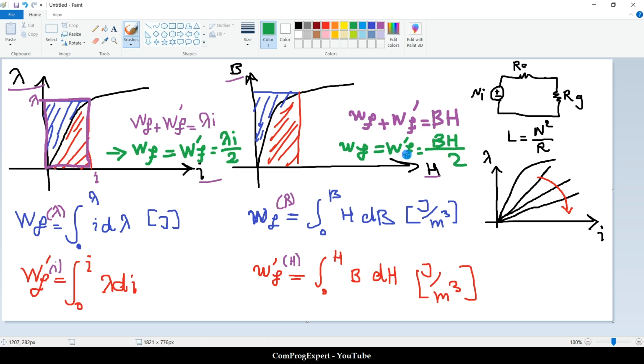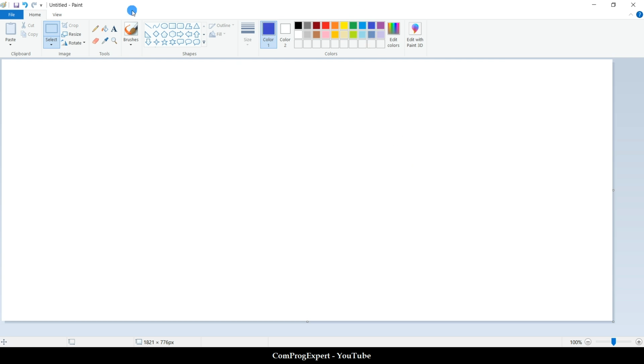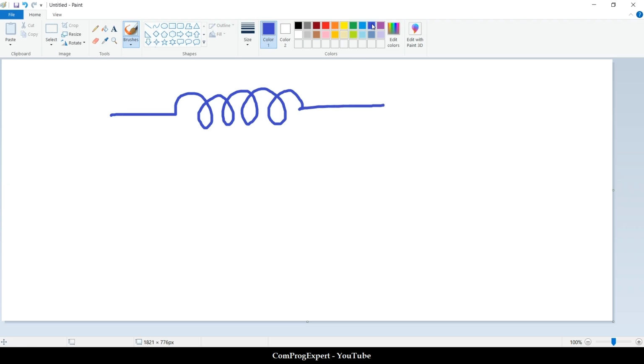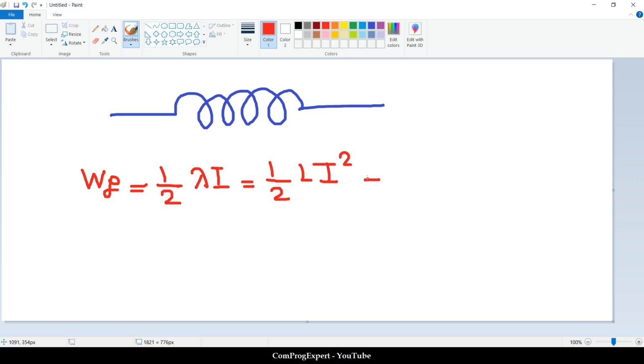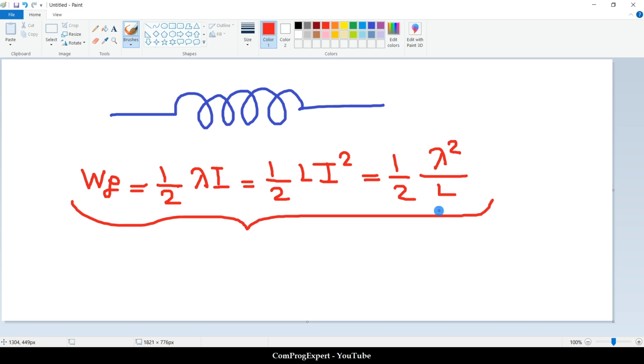So now let's check. We have this inductor. How much is the value of the stored energy in it? If we assume a linear material for it, W_f is equal to 1 divided by 2 lambda I. Lambda is L i, so this is 1 divided by 2 L i squared, or 1 divided by 2 lambda squared divided by L. This is the energy stored in an inductor, a linear one.